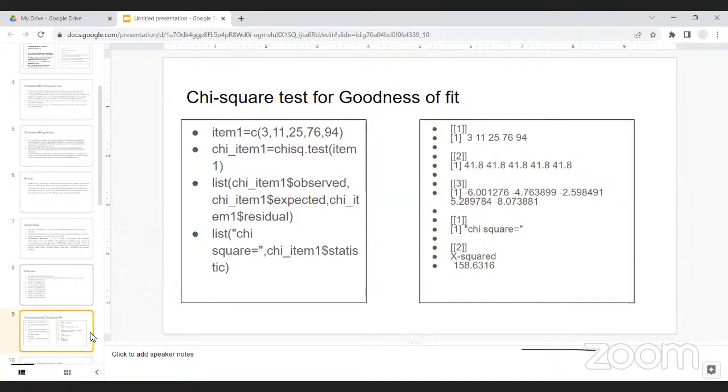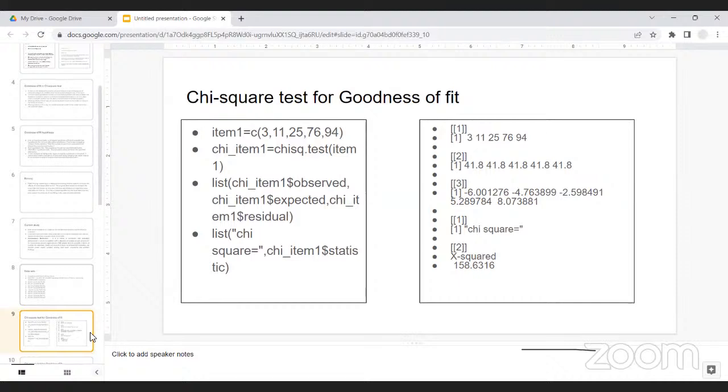Please read it. Yeah, so item 1 is equal to c, bracket 3, comma 11, comma 25, comma 76, comma 94, bracket close. Enter. chi_item1 is equal to chisq.test, bracket item 1. So when we list, then we go ahead with listing chi_item1 observed and expected and residual values. And then we list chi_item1 statistic. So this is the output that we get for that. So in the first one, we can see that we've listed the items that are there. And then I'm guessing we observed values, that's 41.8, that's the expected value.